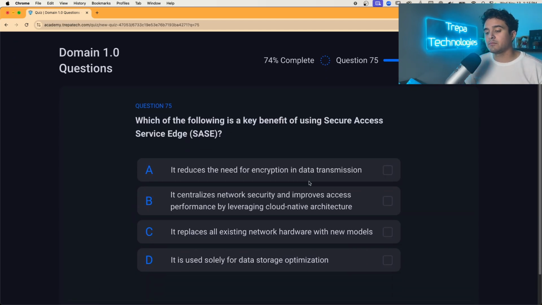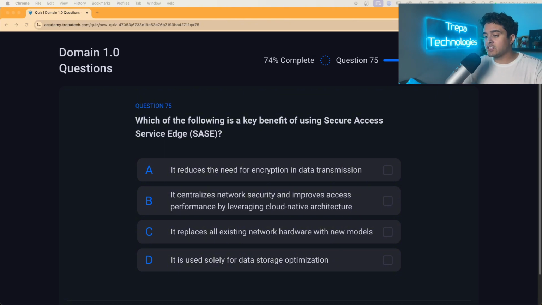Question 76. Which of the following is a key benefit of using Secure Access Service Edge? So SASE, SASE, SASE. I've heard it called a couple different things from different people. But what is the purpose? What's the key benefit of using Secure Access Service Edge?